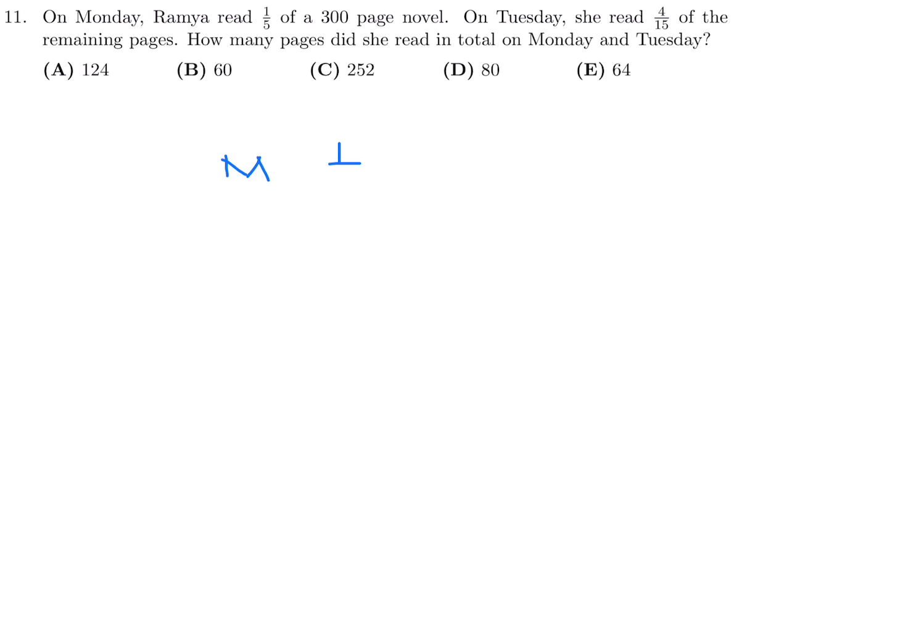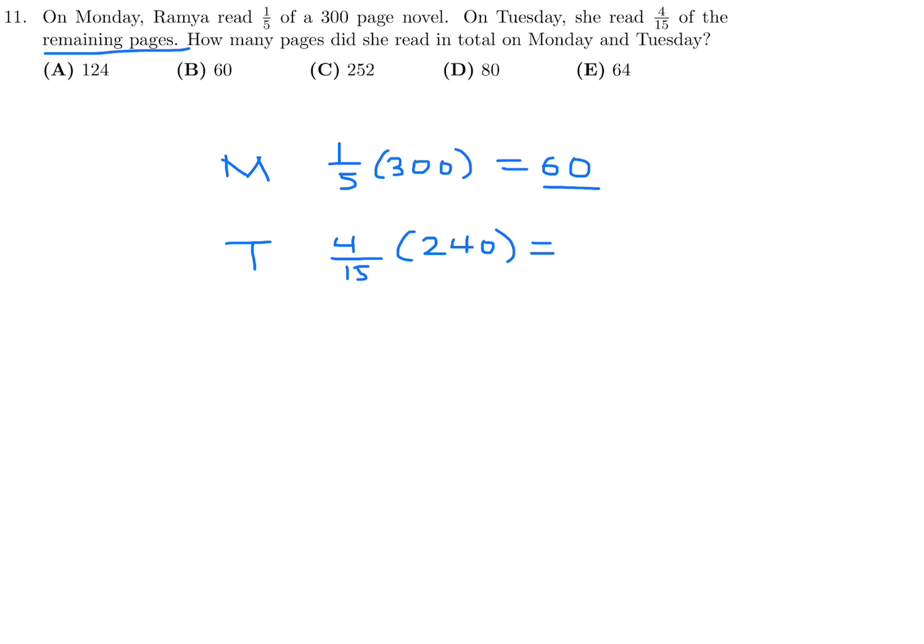Monday, 1/5 of 300, and that is 60 pages. Tuesday, 4/5 of the remaining pages. So since 60 have already been read, of the 300 pages, 240 remain. Therefore, 4/5 times 240 is 192. Therefore, Monday and Tuesday, she read a total of 60 plus 64, which is 124 pages. Number 11, the answer is A.